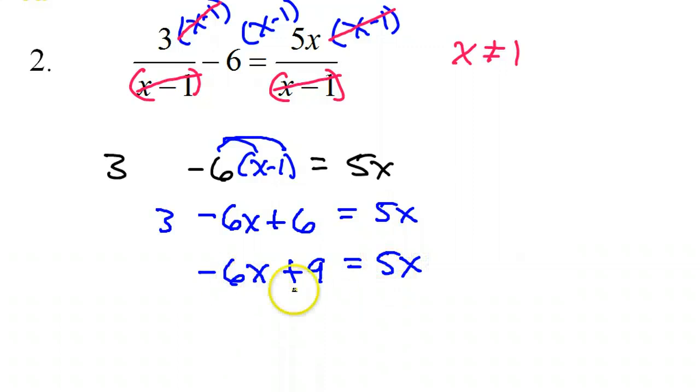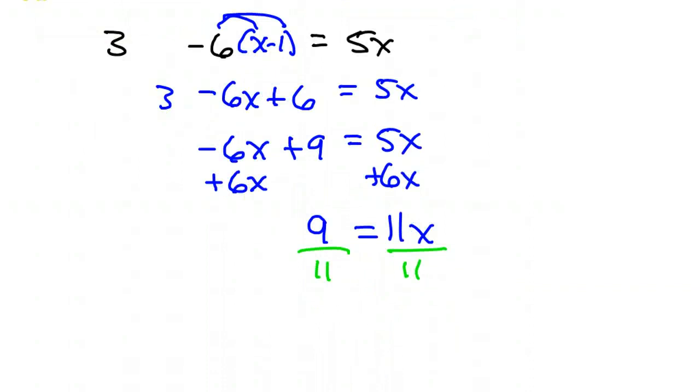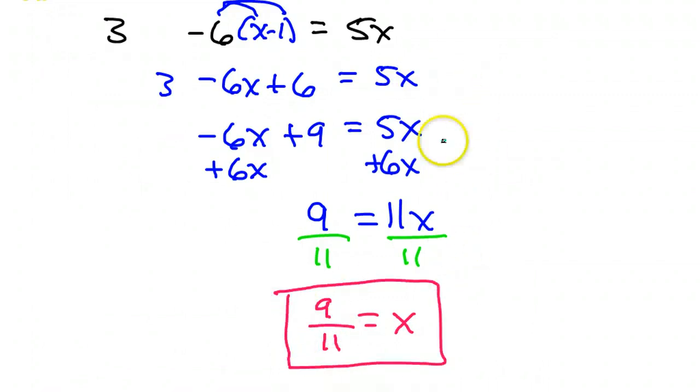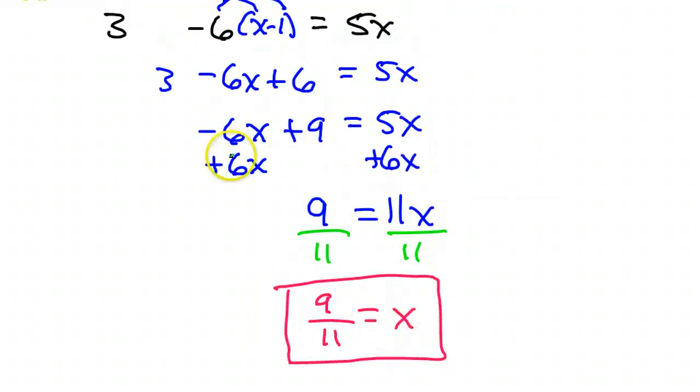Now you see we have x on both sides of the equation. We need to get those together, so I'm going to add 6x to both sides. So that's going to give me 9 is equal to 11x. And then we would divide both sides by 11. So that gives us the final answer of x equals 9 over 11, 9/11ths. And that was not our excluded value, so we are good to go.